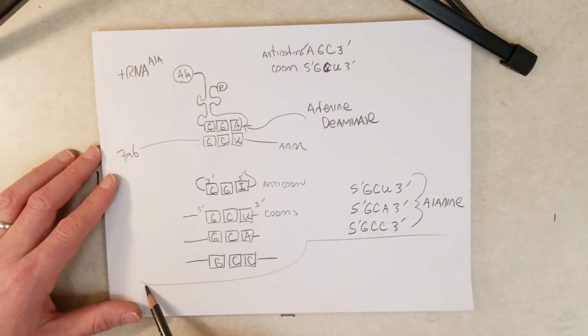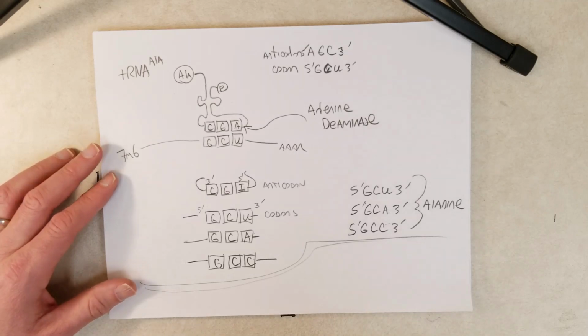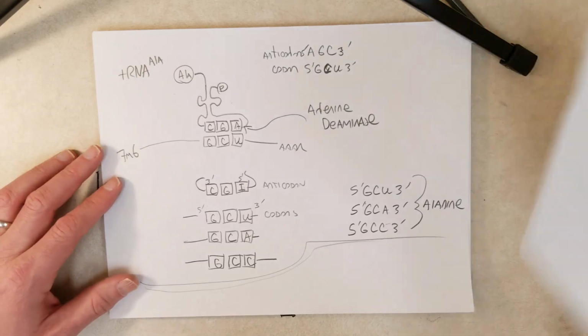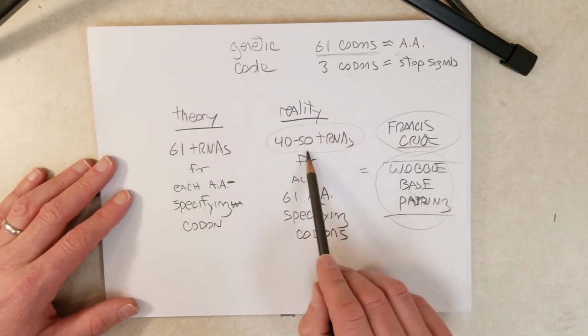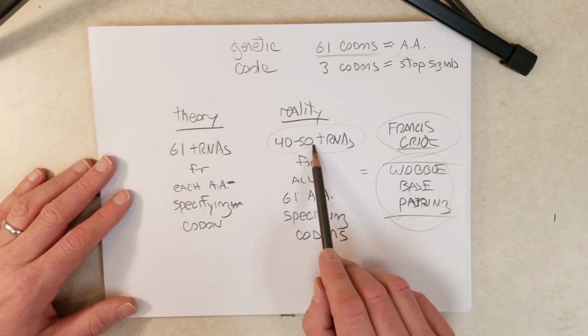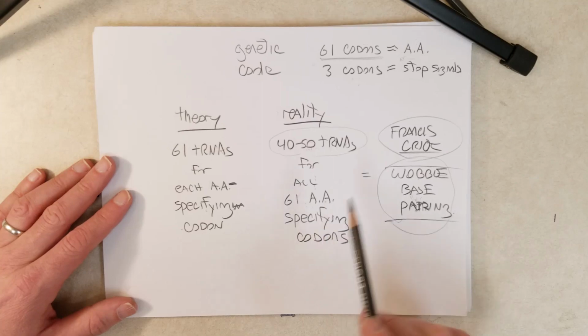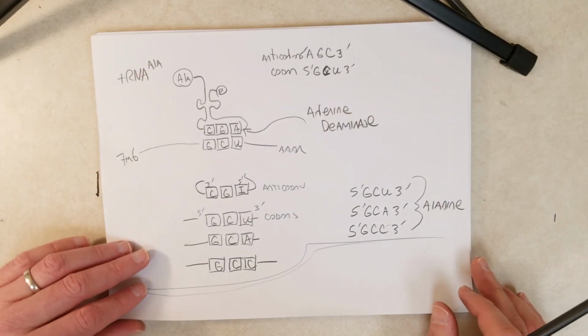That's how the wobble effect allows cells to get by with encoding only 40 to 50 different tRNAs for all 61 of the amino acid specifying codons. So I hope you understand how the wobble effect works. When I was an undergraduate, I was very confused about the wobble effect, but I think it's pretty straightforward.